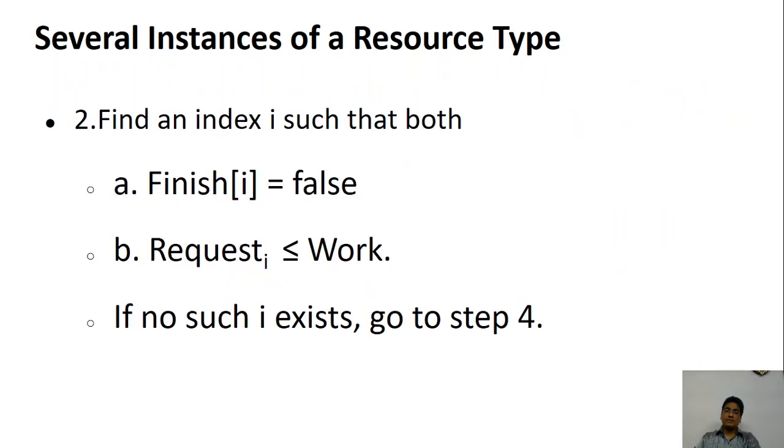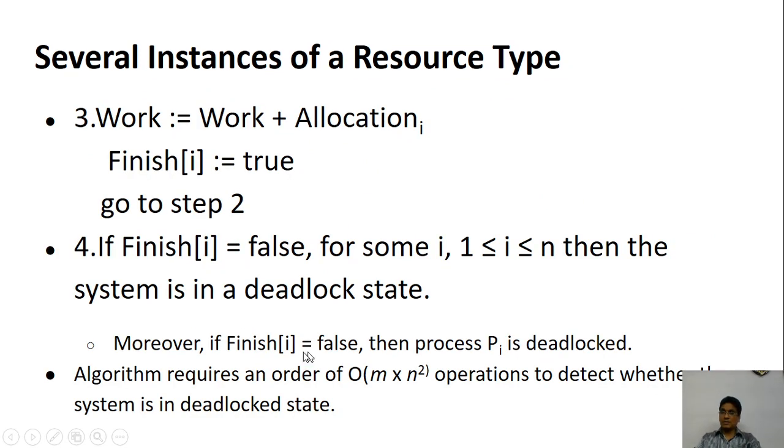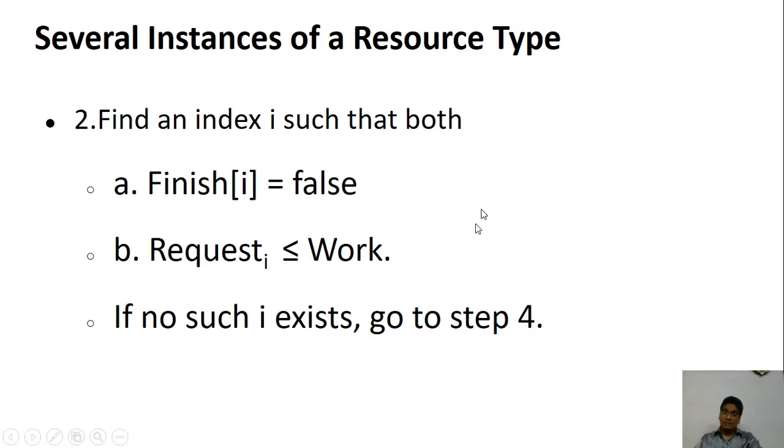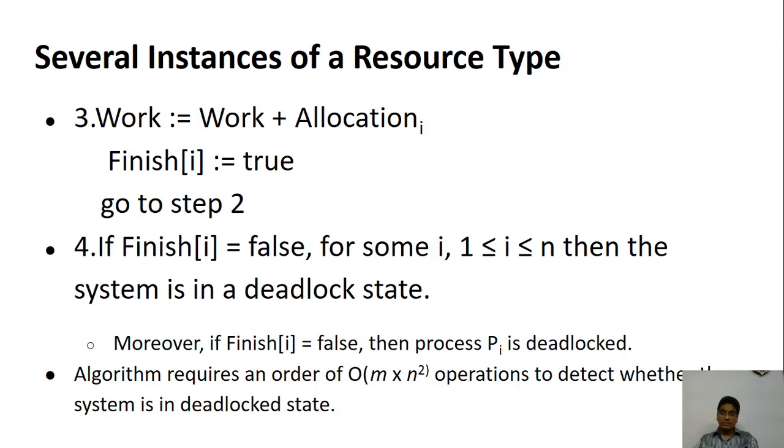So if you go to step 4, what does step 4 say? If you find that there is a process, at least one process has not completed and you cannot allocate to them, that means the system is in deadlock. Suppose that is not the case, if you are able to allocate the resource, then what do you do? Allocate the resource, ask it to complete and take back all the things that you have given.